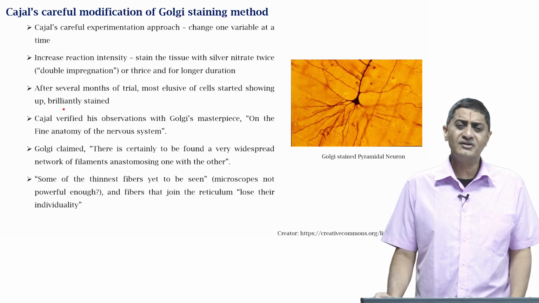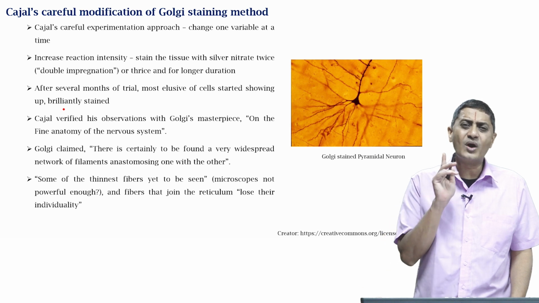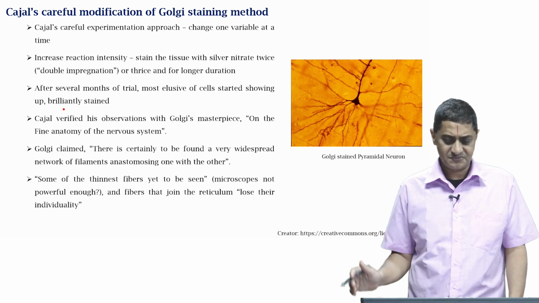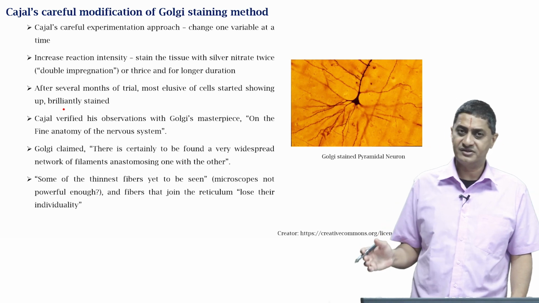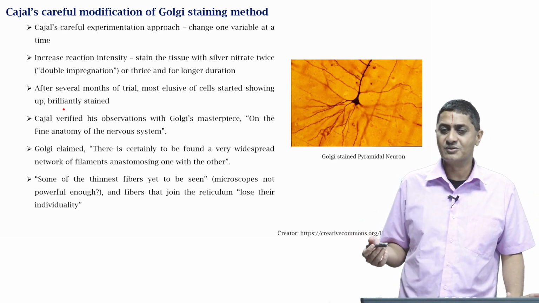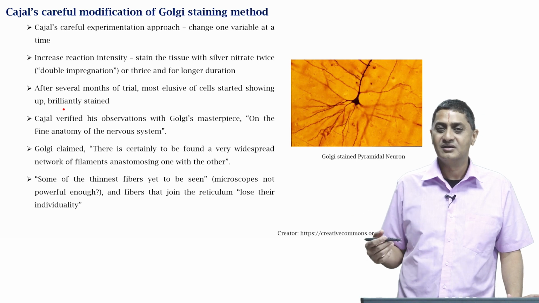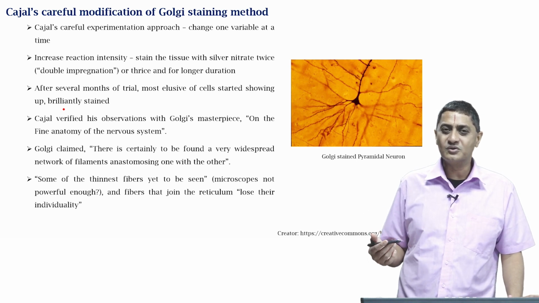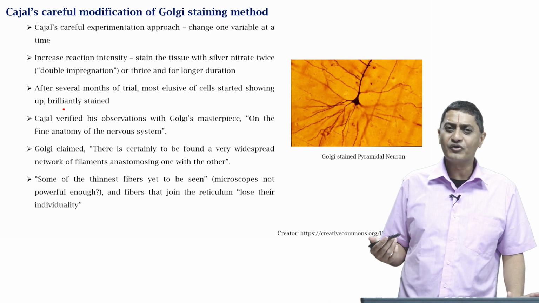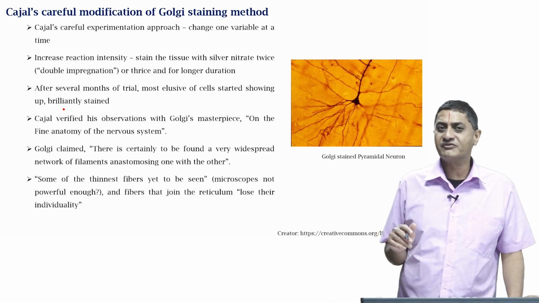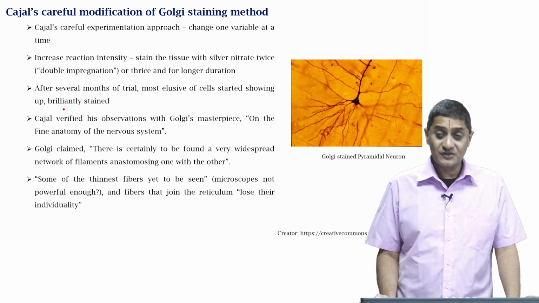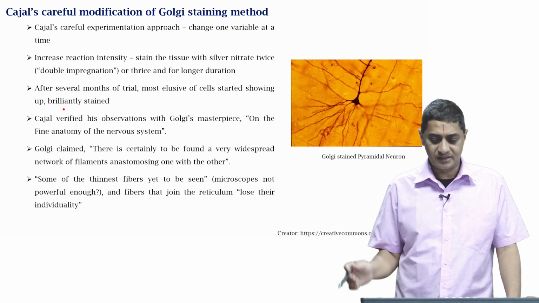Cajal's careful approach to experimentation and his enormous patience, by which he changed exactly one variable at a time, and he observed the changes and he documented it very, very carefully, and he drew the outcomes because he was also a brilliant artist. He drew what he saw, and his drawings were so good that they were almost like photographs. Remember, this was the age when photography was just picking up, and taking a photograph through the microscope at that time was not practical or possible. So, he was looking at the microscope and drawing the pictures.